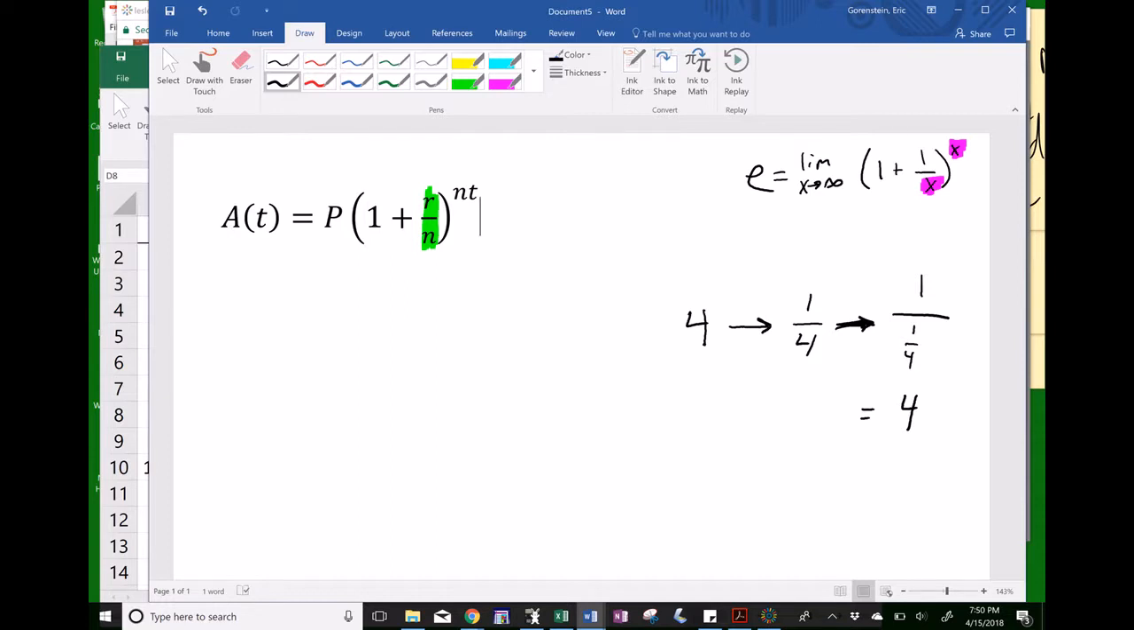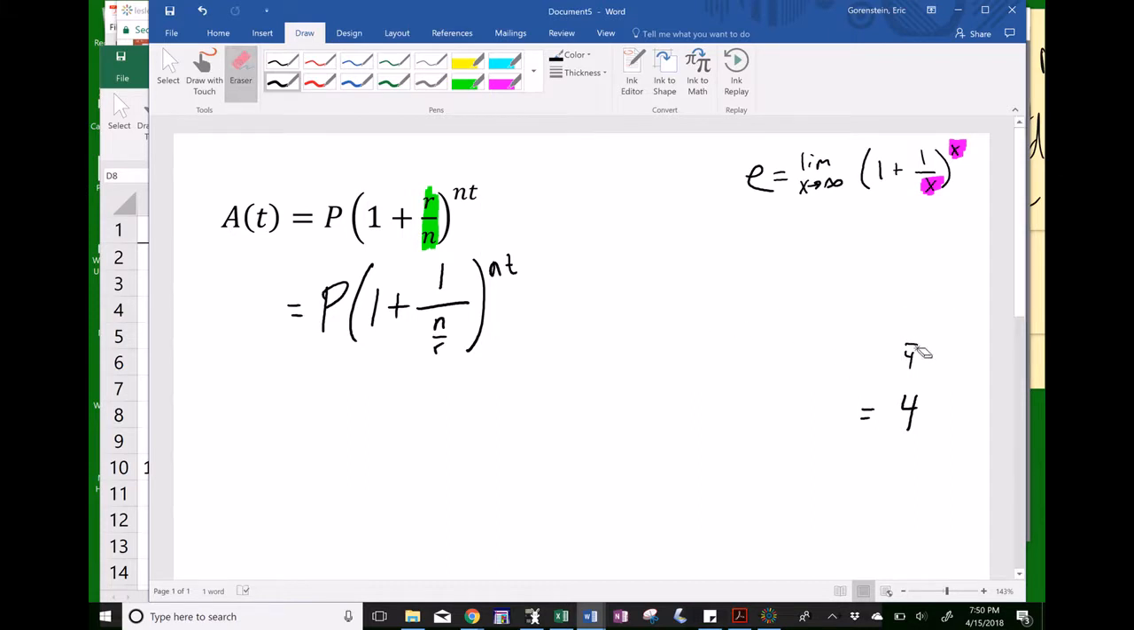So I'm going to take P(1 plus, and let me take the reciprocal of the reciprocal, so 1 over n over r) to the power of n times t. Okay, so the second line, the line I just wrote, is equal to the original formula. Okay, let's get rid of this. Now I need the exponent to contain an n over r.